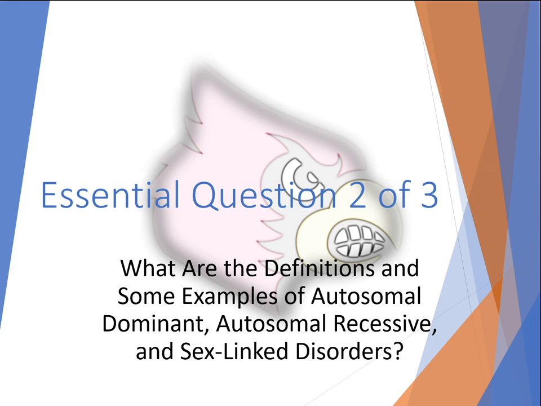This video is for The Living Earth, Unit 4.4, Genetic Disorders and Technology. Today's essential question is, what are the definitions and some examples of autosomal dominant, autosomal recessive, and sex-linked disorders?